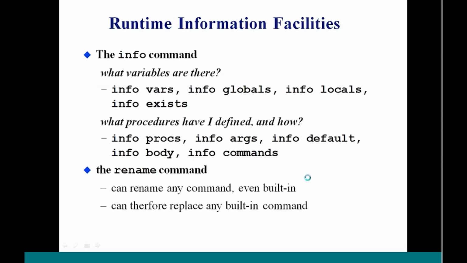So these are some of the other commands, and then there is also the info command. The info command can have additional options. info vars is one command, info globals is another one, info locals, and info exists. These things can give you information about the various variables that you are using throughout the program. And then if you have defined procedures, you can get information about them through info procs, info args, info default, info body, and info commands.